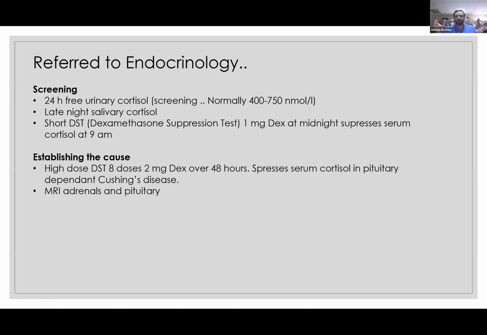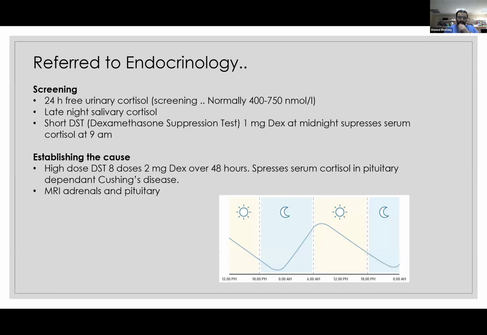Once it's confirmed, then we have to do a high dose dexamethasone suppression test by giving 8 doses of 2 milligram dexamethasone over 48 hours. And this should suppress the hypothalamic pituitary axis, which means the cortisol levels should go down. If it's not, then we diagnose where the problem is, if it's an adenoma in the suprarenal gland or the pituitary. And then we do an MRI for the adrenal glands and the pituitary to make sure that the position we have localized is correct, the adrenal or the pituitary.